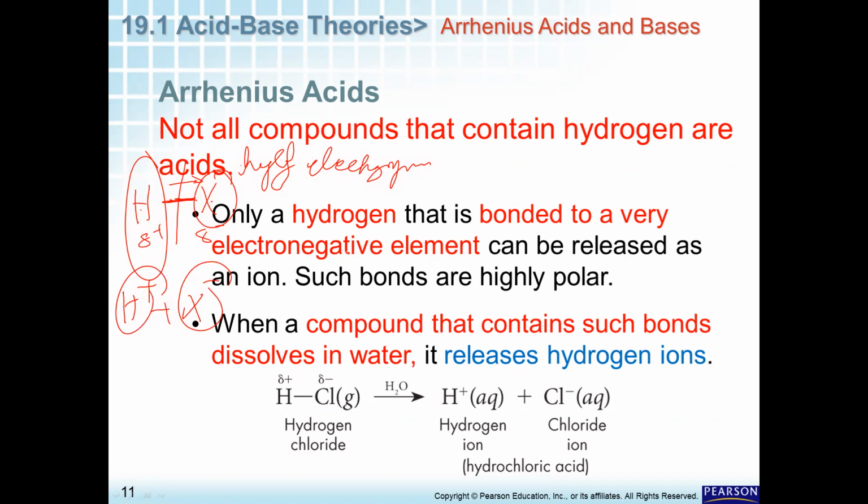So again, here is the example of hydrogen chloride. We have a partial negative here and a partial positive there. Because chlorine is highly electronegative, as you know, having partial positive and partial negative, we can break or ionize that compound into H plus and Cl minus. So this hydrogen, we call it ionizable hydrogen.